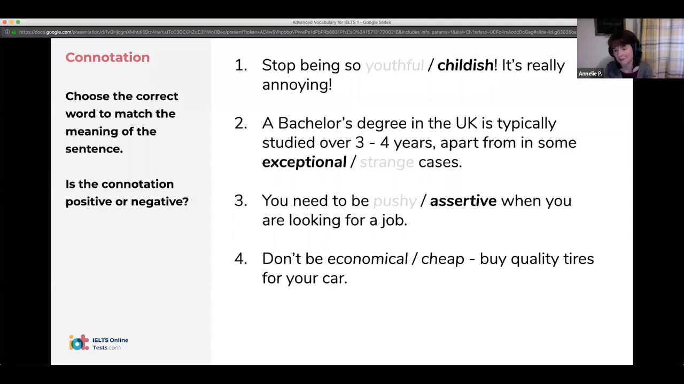Don't be, yes, so again, don't be cheap. Okay, exactly. Cheap is the negative one. And so that's what we're looking at in this sentence. Economical is a positive word. Economical is good value for money, but cheap is not using the money that you should.